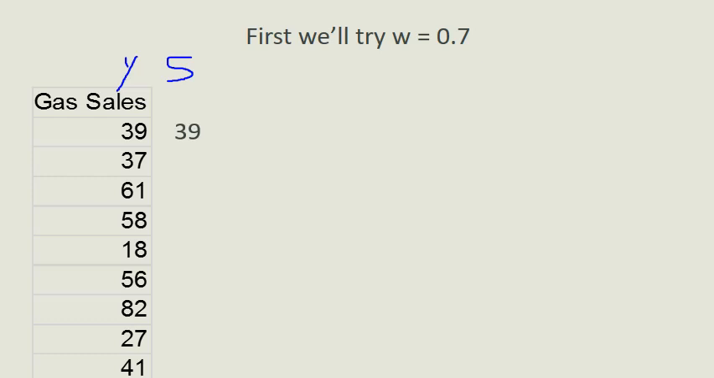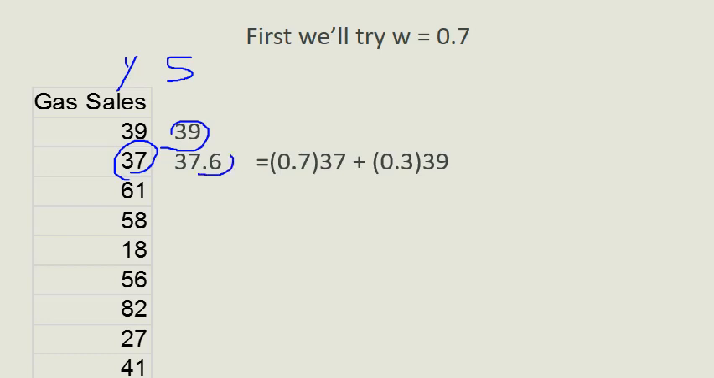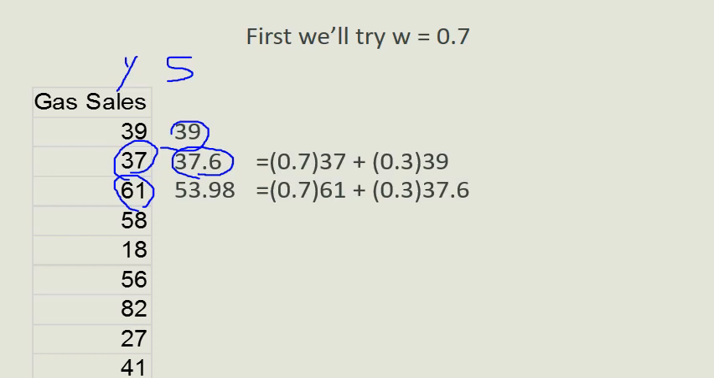Next, to make S2, we need S1 and Y2. If we follow the formula, we get 37.6. Next, to make S3, we need S2 and Y3. And if we follow the formula, we get 53.98.